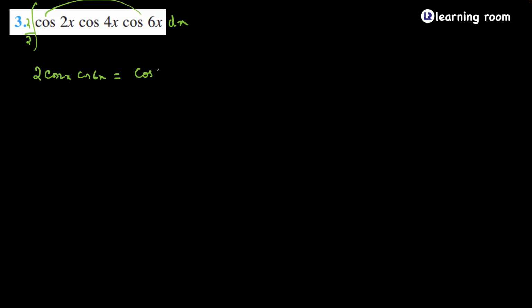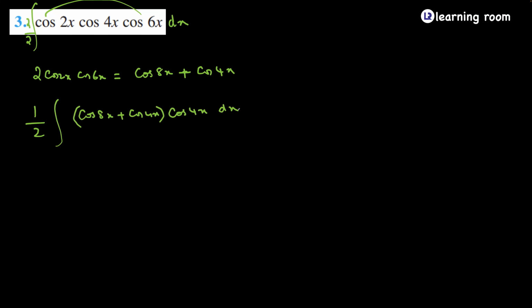Cos of 8x plus, not minus, plus cos of 4x. 6x minus 2x is cos 4x. Right? So what will happen is you have half into the integral of, instead of 2 cos 2x cos 6x, I can write it as cos 8x plus cos 4x, into what you have? Cos 4x. Yes, you have cos 4x.